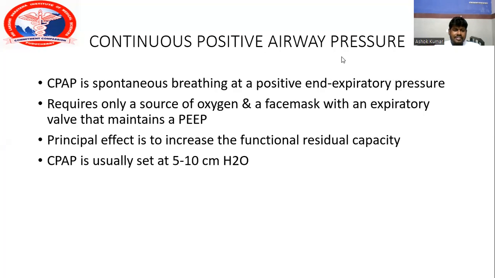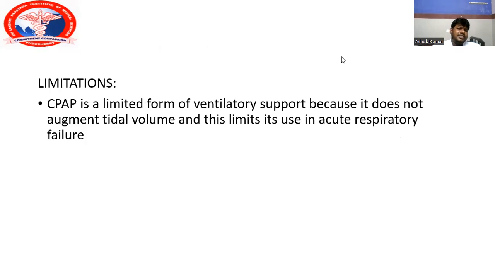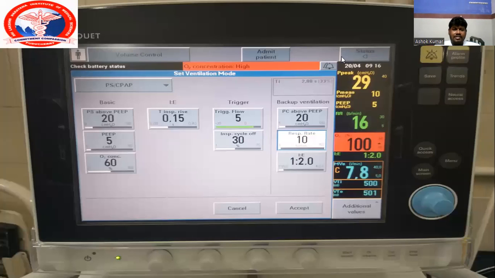Continuous positive airway pressure is spontaneous breathing with positive end expiratory pressure. It requires only a source of oxygen and a face mask with an end expiratory valve that maintains PEEP. The principal effect is to increase the FRC, or functional residual capacity, which is the volume of air remaining after normal expiration. CPAP is set around 5 to 10 centimeters of water. Limitation: CPAP is a limited form of ventilatory support. It does not augment tidal volume, which limits its use in acute respiratory failure.